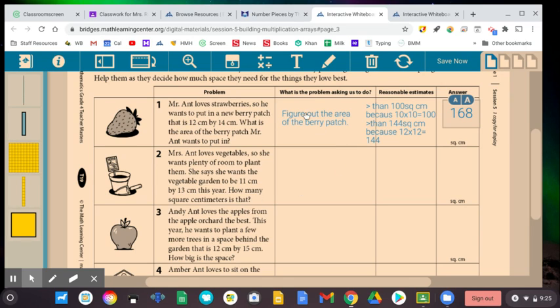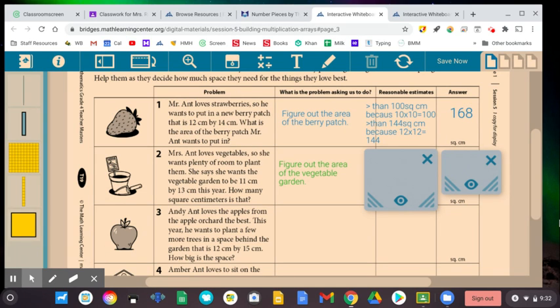Which means now we have to answer these questions. What is the problem asking us to do? And what are some reasonable estimates that we possibly could come up with? I'm going to pause the video while you think about this. So the questions you're answering: what is the problem asking, and what are some reasonable estimates?